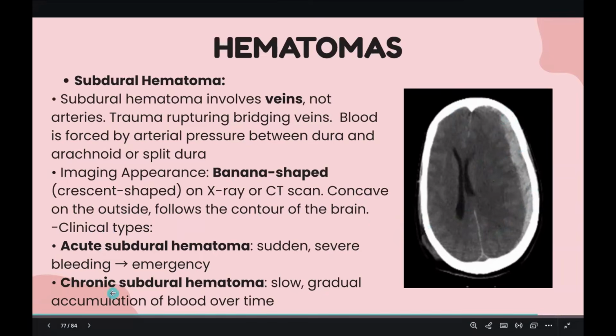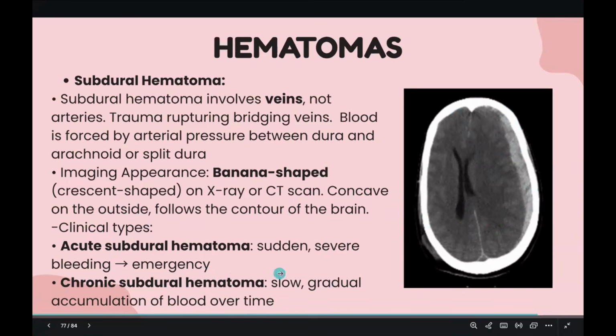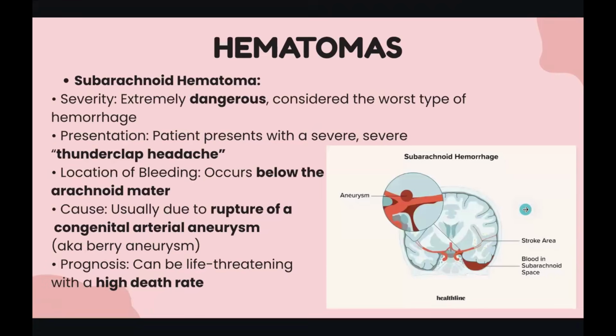Clinically, we have acute and chronic types. Acute is sudden severe bleeding. It's an emergency. Chronic is slow, gradual accumulation of blood over time.